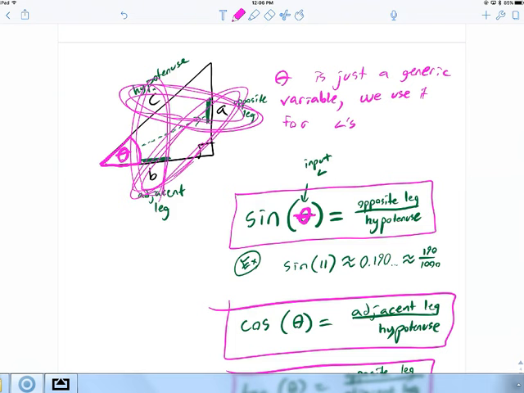I'm going to make another video where I introduce these separately and we do a lot of practice problems, but that was just a brief overview of what is a trig function, why do we use it.